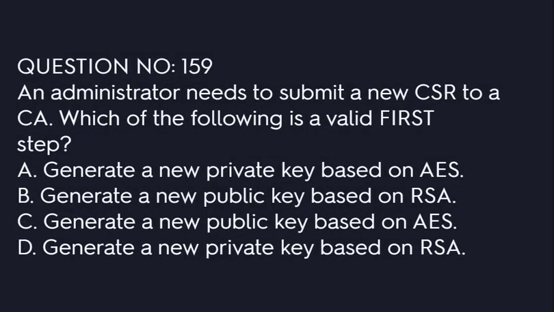Question number 159. An administrator needs to submit a new CSR to a CA. Which of the following is a valid first step? A. Generate a new private key based on AES. B. Generate a new public key based on RSA. C. Generate a new public key based on AES. D. Generate a new private key based on RSA. D.